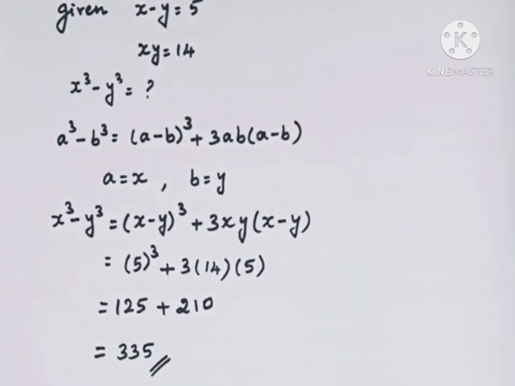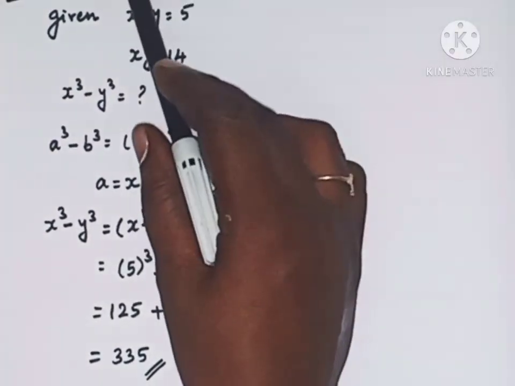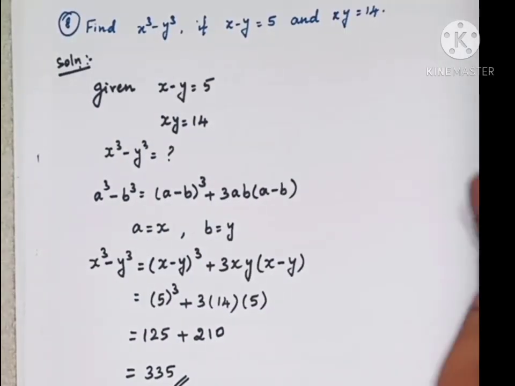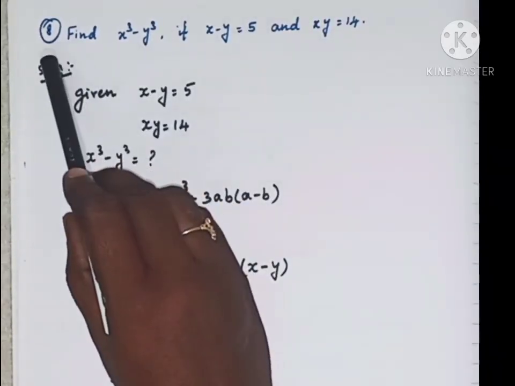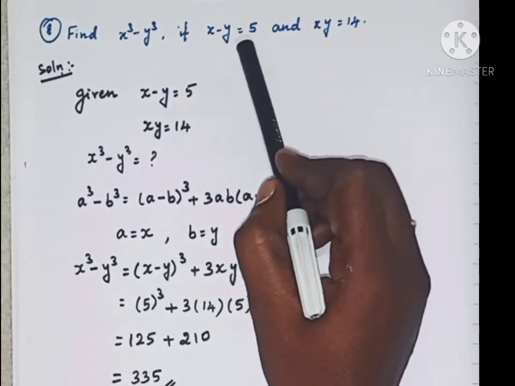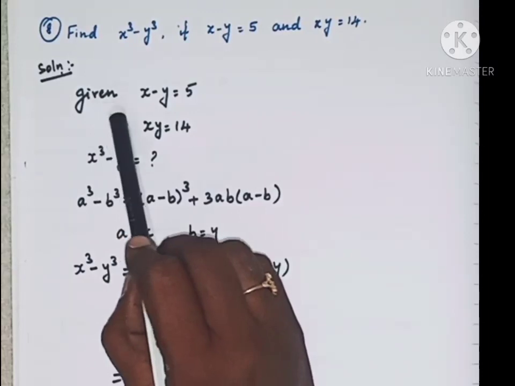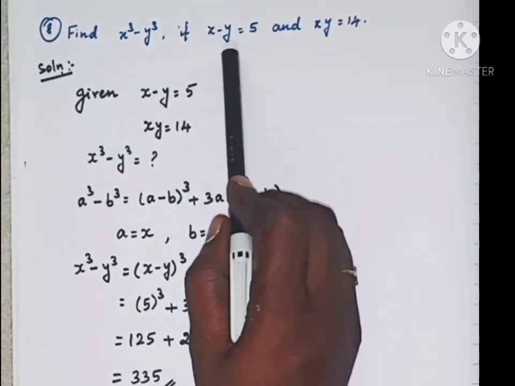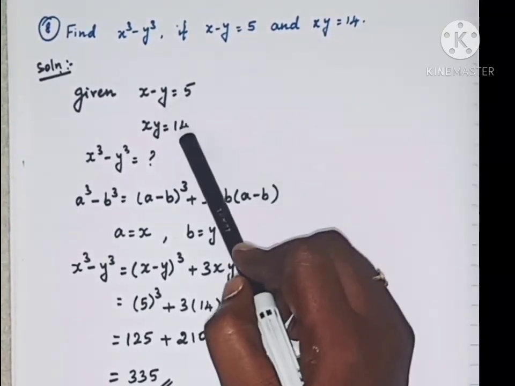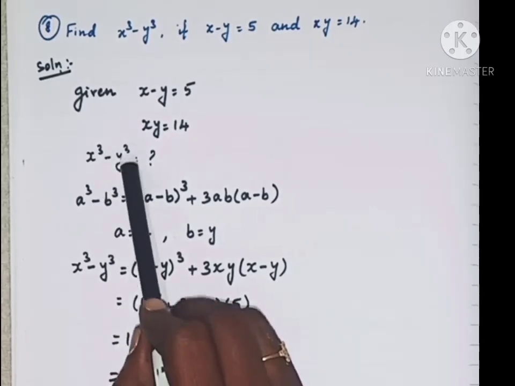So once again I repeat the sum. 8th sum, find x cube minus y cube if x minus y is equal to 5 and xy is equal to 14. So given in the sum the value of x minus y is 5 and the value of xy is 14. Now we have to find the value of x cube minus y cube.